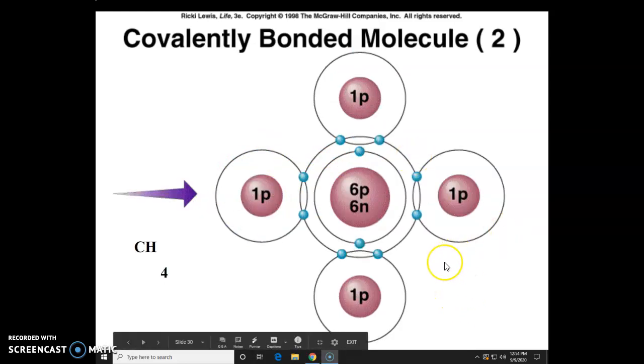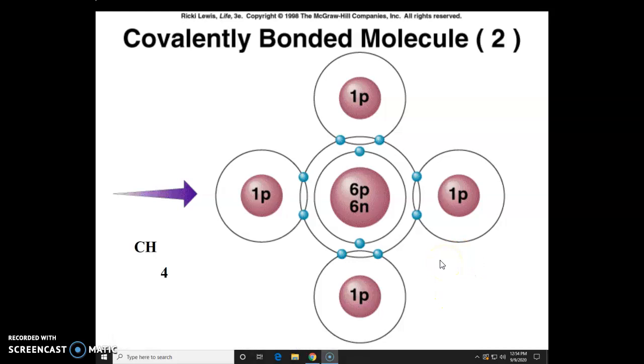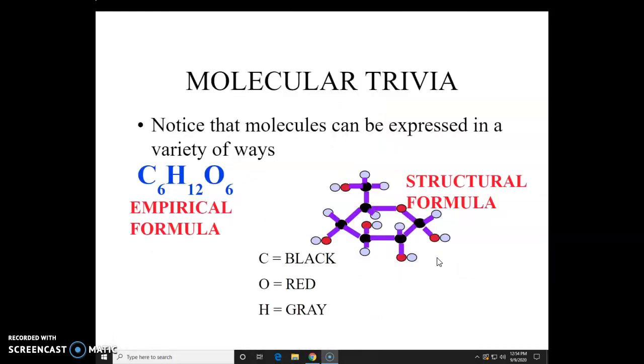And you get this, CH4, which is methane. All right, here's some molecular trivia. This is the empirical formula we've been talking about. And of course, that's glucose. And here's the structural formula. If you take chemistry with Mr. McCandless, you'll do several of these in his class.